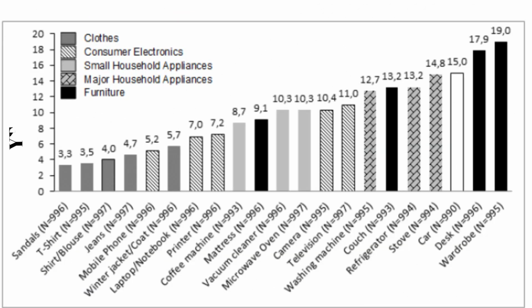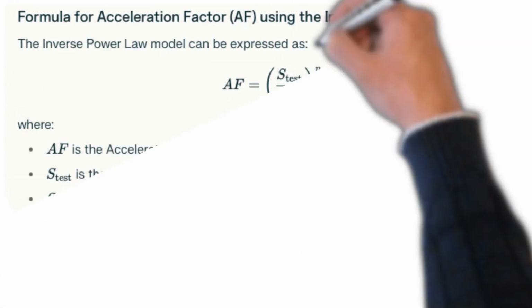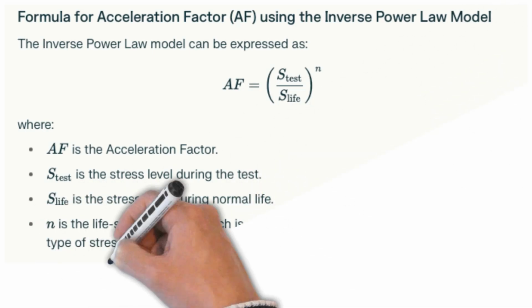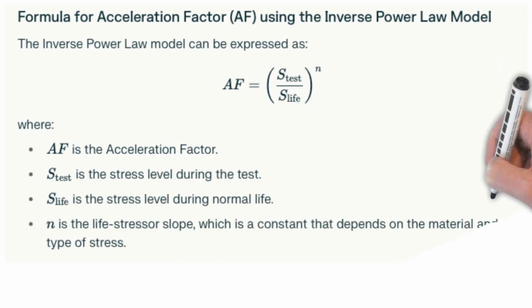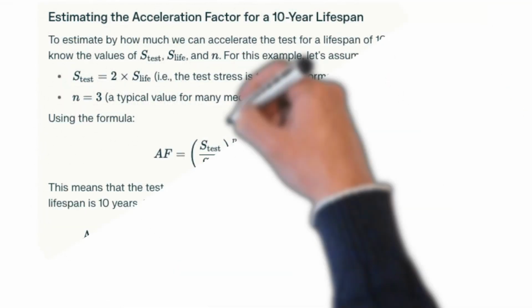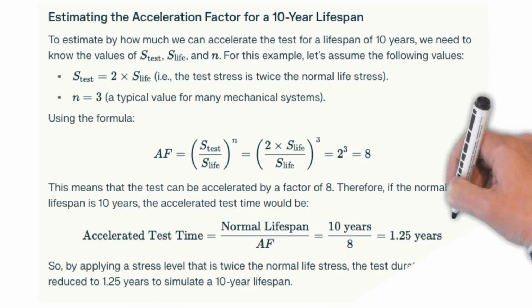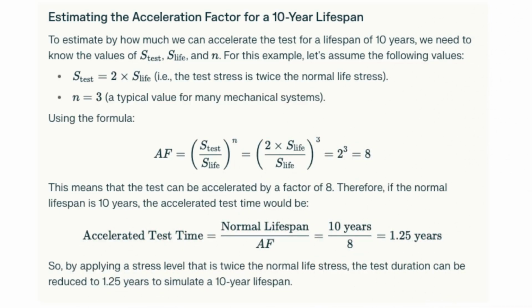ALT is particularly useful when the product's expected lifespan is long, and waiting for failures to occur naturally is not feasible. In the context of design verification, DV, ALT can help shorten the testing time by inducing failures more quickly than under normal conditions. This allows engineers to identify and address potential issues earlier in the product development process, thereby improving the product's reliability and reducing the time to market.